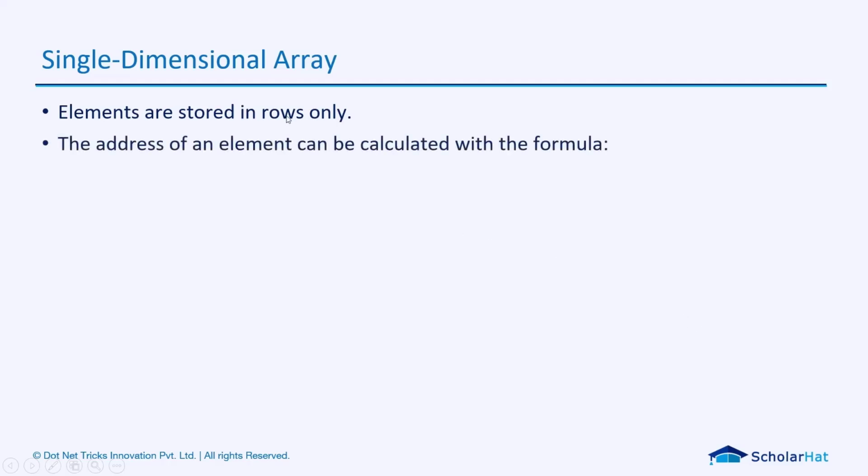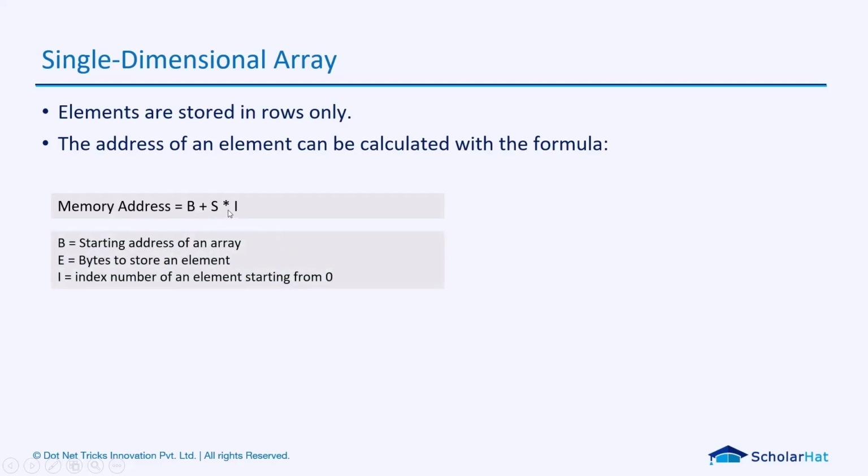Elements are stored in only rows. When we say single dimensional array, the address of an element can be calculated by the formula: memory address equals b plus s into i. What does that mean? b is the starting address of that array.